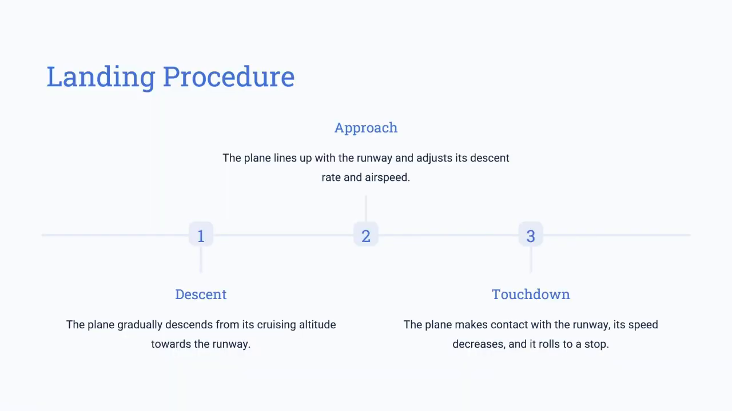Landing procedure. 1. Descent. The plane gradually descends from its cruising altitude towards the runway. 2. Approach. The plane lines up with the runway and adjusts its descent rate and airspeed. 3. Touchdown. The plane makes contact with the runway, its speed decreases, and it rolls to a stop.